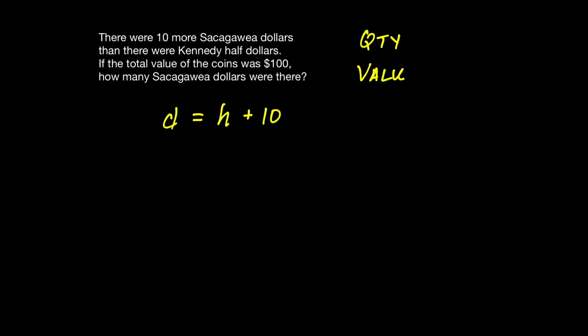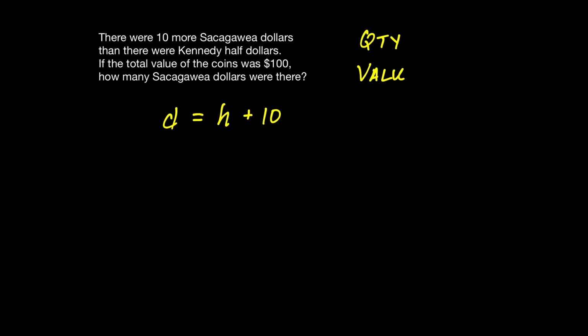Sometimes it's easy to confuse these, but think of this as like a teeter-totter. It balances on the equal sign. There are more dollars than half dollars, so I have to add 10 to the half dollars to make this equation balance. This is frequently confused, so be careful on that one. So that is the quantity statement.